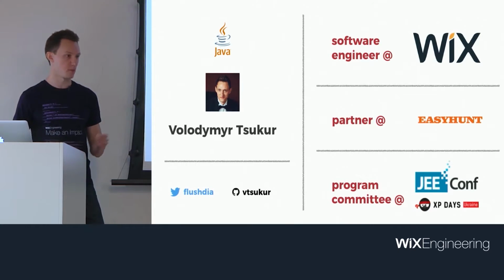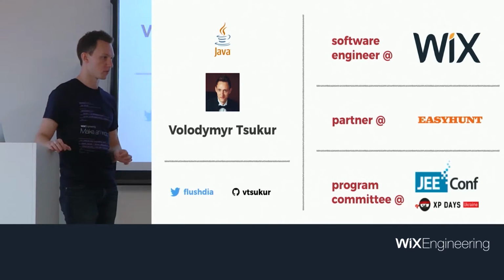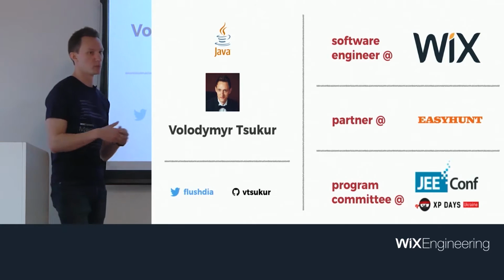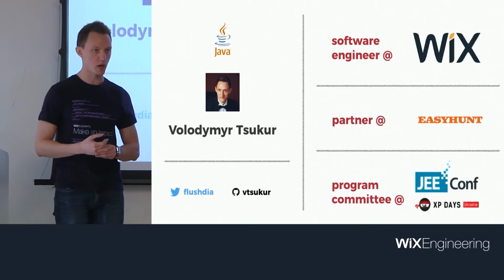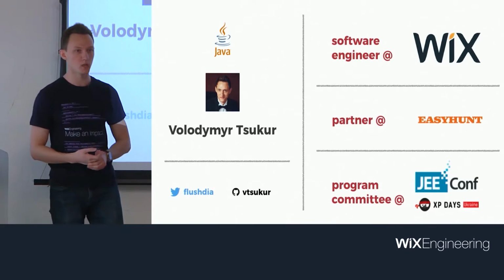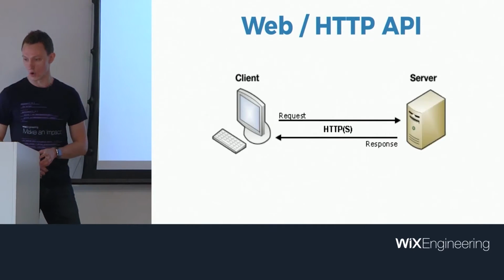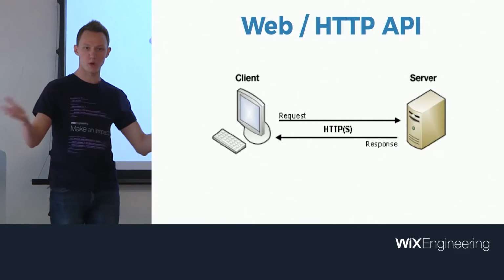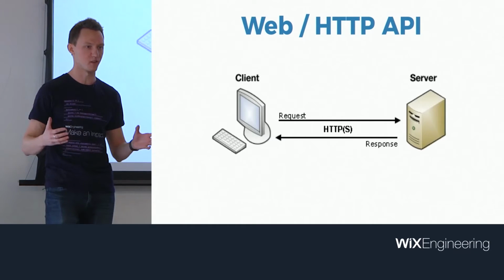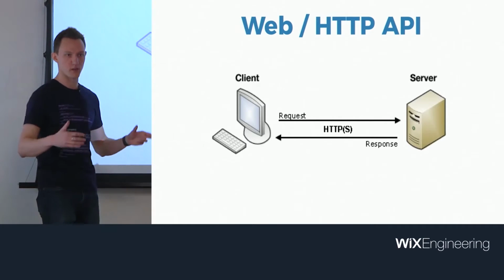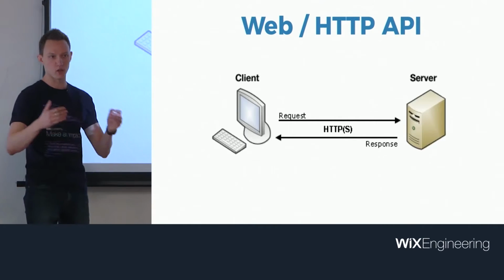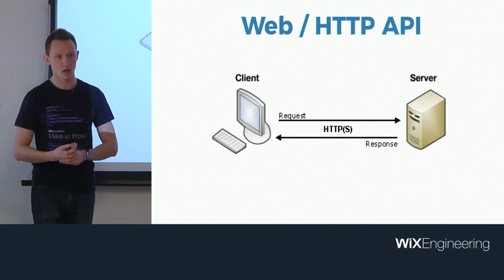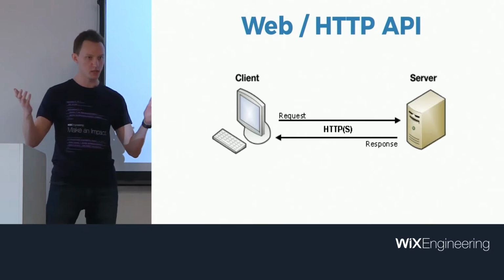For the last 10 years, I have been doing Java and working on different types of projects. And for the last 5 years, I've been deeply involved in building HTTP APIs and doing it properly in several companies. So a web HTTP API is a simple thing, right? It's 2017, why are we still talking about this simple concept? You have a request, you have a response, it's synchronous communication, the client initiates a request, the server responds, easy part.